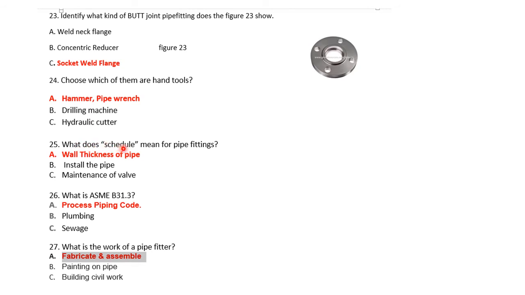What does schedule mean for pipe fitting? Schedule, that is called the wall thickness of the pipe. Wall thickness of the pipe. And this is also an important question. What is ASME B31.3? Don't forget, this question is always asked. Process piping code. What is the work of a pipe fitter? Fabricate and assemble. Fabricate, assemble.